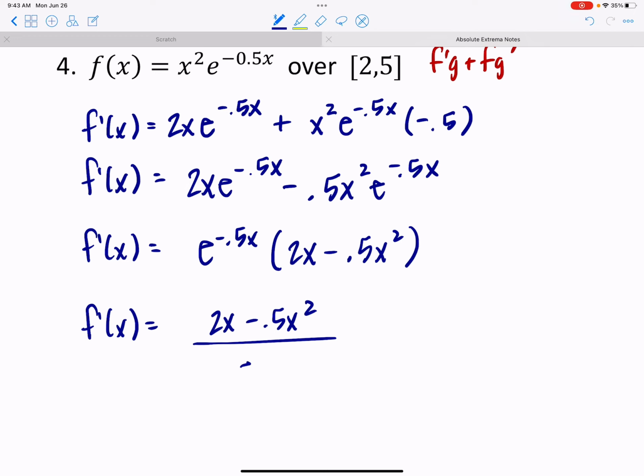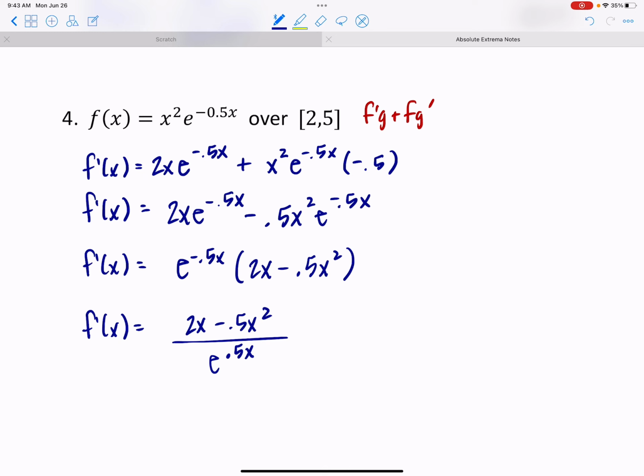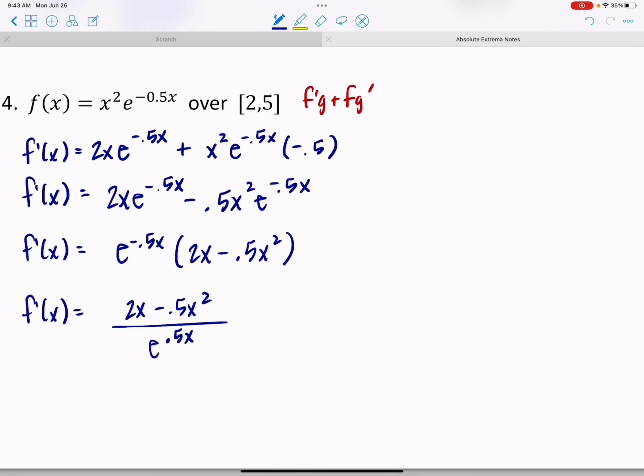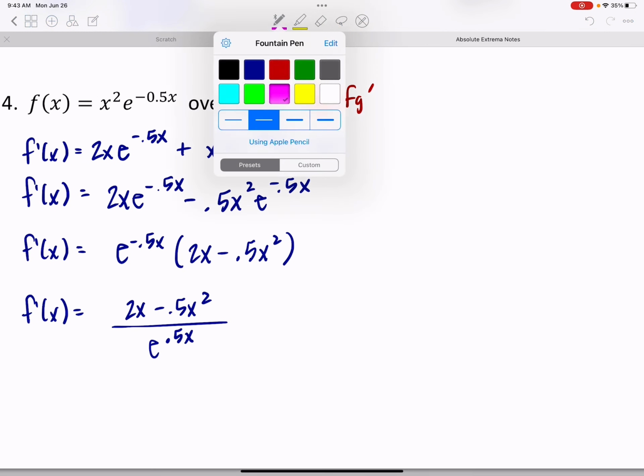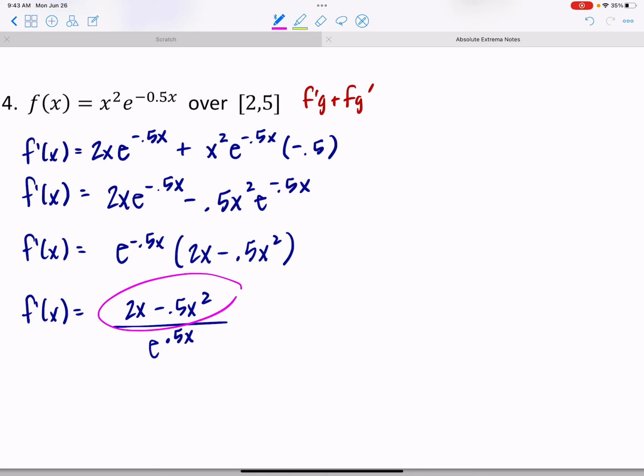So I'm going to move this e to the negative 0.5x here, and now that it's on the bottom, it's not negative. Let's do this correctly. So here's what we're looking at, okay? I want to know where is that derivative going to be equal to 0. This is one of the reasons I moved this, because I know that's going to be where my numerator is equal to 0. So f prime of x is going to be equal to 0 when my numerator equals 0, so negative 0.5x squared plus the 2x, where is that going to equal 0?